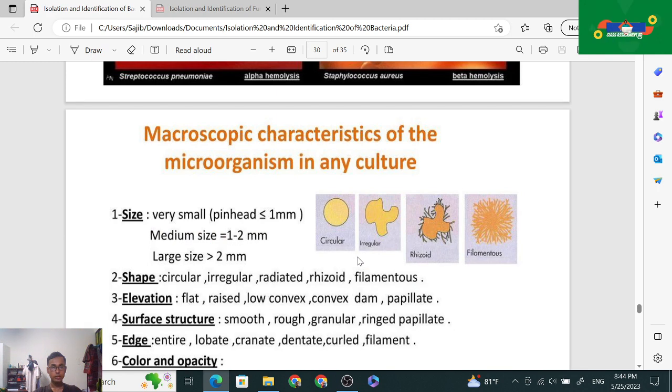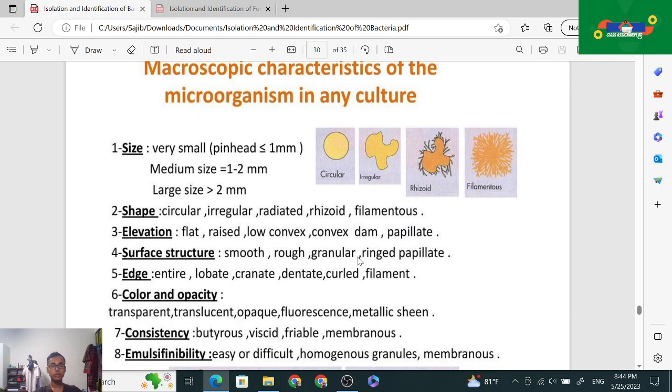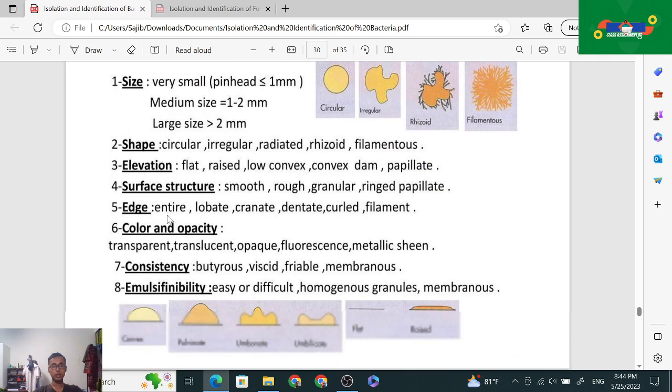Then the microscopic characteristics of these microorganisms in any culture are, first of all, size. It can be very small, pinhead, less than or equal to 1 millimeter, medium size 1 to 2 millimeters, large size greater than 2 millimeters. Shape is circular, irregular, then radiated, rhizoid, filamentous. Elevation is flat, raised, low convex, convex dome, papillate. Surface structure is smooth, rough, granular, ringed, papillate.